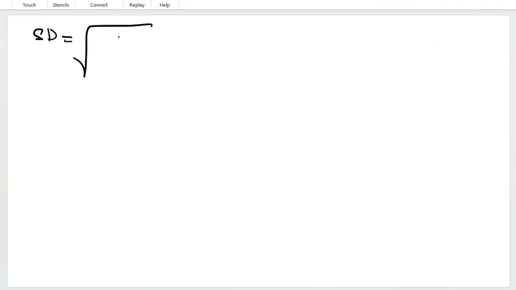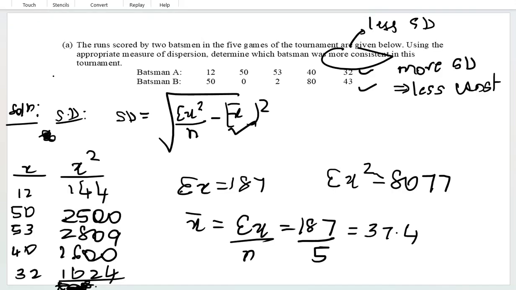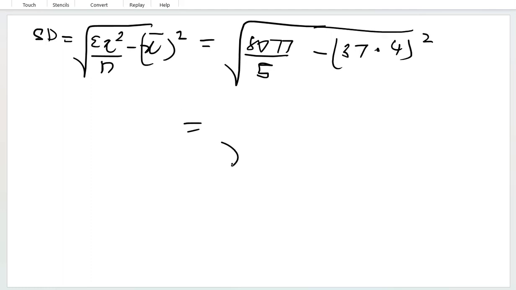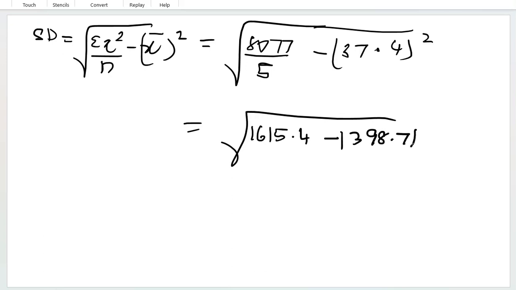So SD, which is nothing but the root of summation of X square upon N minus X bar square. So the numerator, summation of X square, is nothing but 8077. We had found N earlier as 5 and this one was obtained as 37.4. Now basically we do not touch the root sign. We'll first find what is 8077 divided by 5. The answer is 1619.4, and then we do 37.4 square, which is 1398.76.